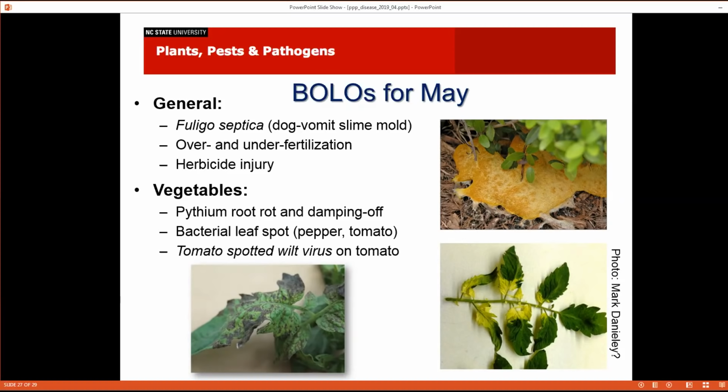And we can even start seeing tomato spotted wilt virus on tomato. You notice in the photograph some of the typical dark necrotic spots, even on the very young foliage. This is a virus that's brought in from the weeds where the virus overwintered, and brought into the garden by thrips.